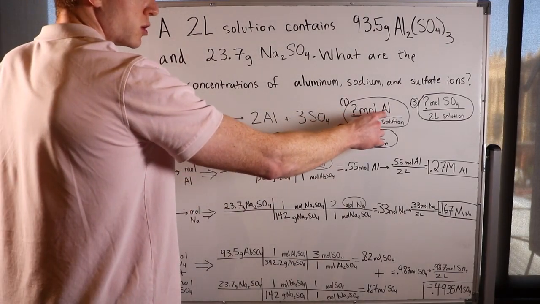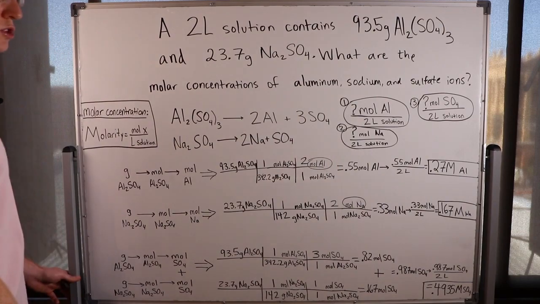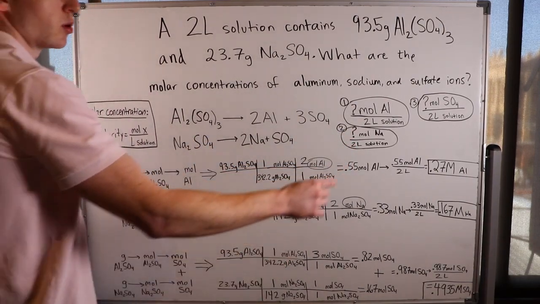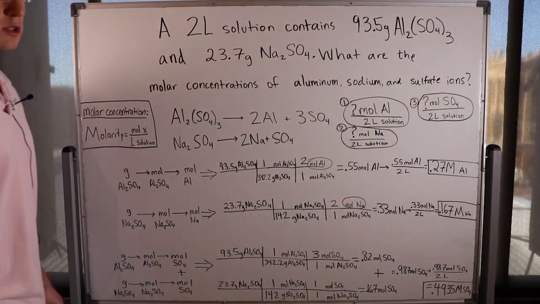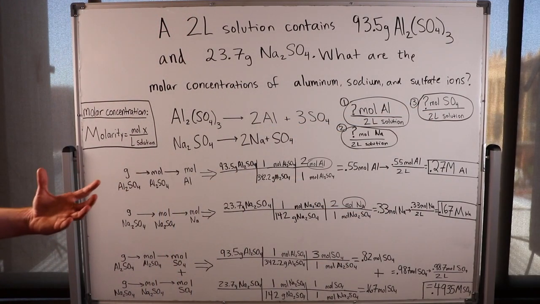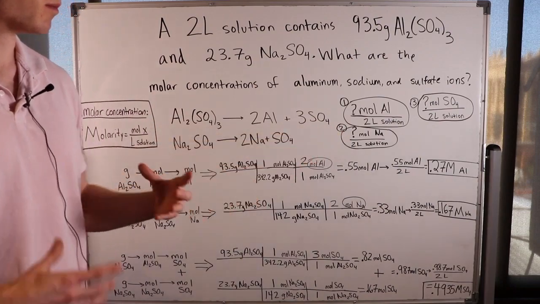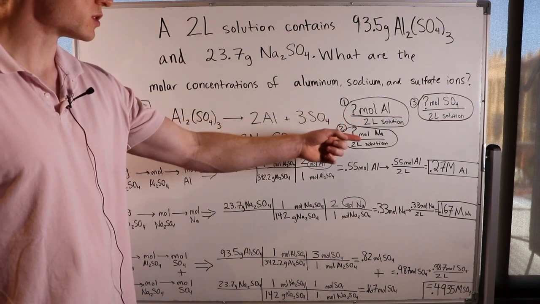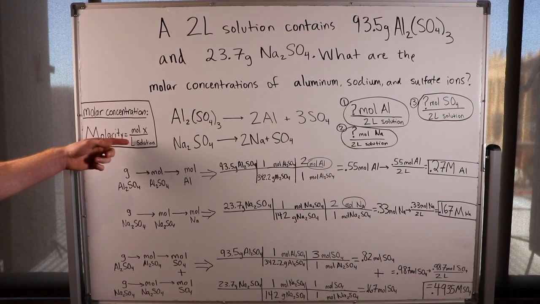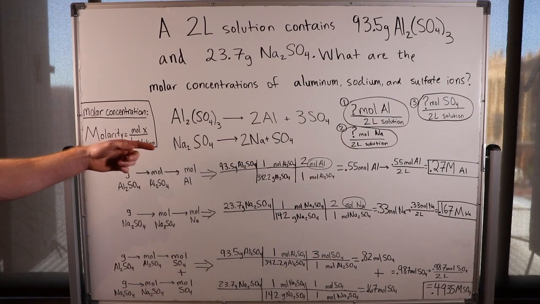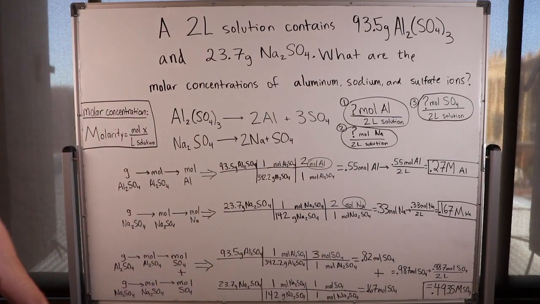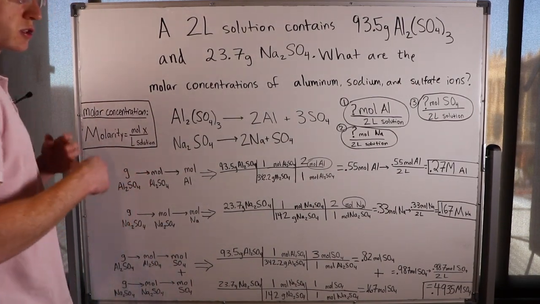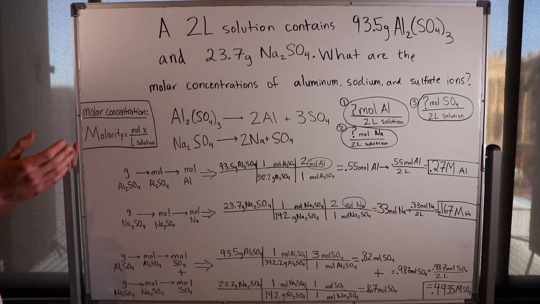We need moles of aluminum over 2 liters of solution, moles of sodium over 2 liters of solution, and moles of sulfate over 2 liters of solution. Notice how I haven't filled in any of the mole amounts. That's because we don't have them yet. But we do have the total solution volume, right? Total liters of solution. That's why I've already filled in the denominator. So now, once we know what molarity means, this is essentially a stoichiometry problem, just like from one of the previous lectures.